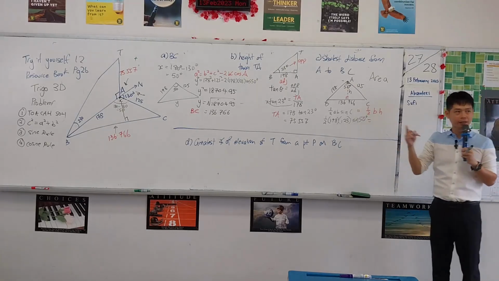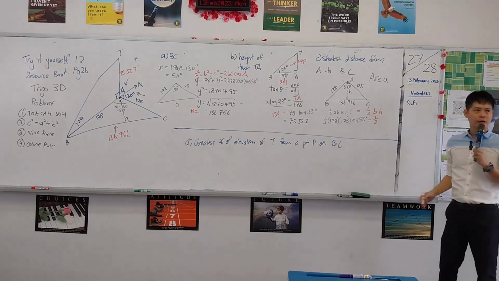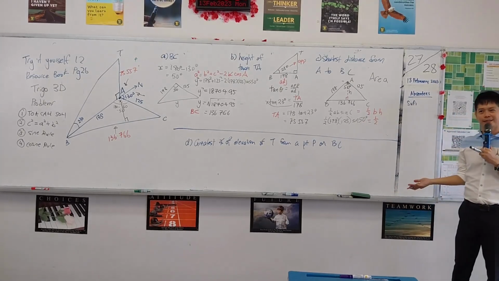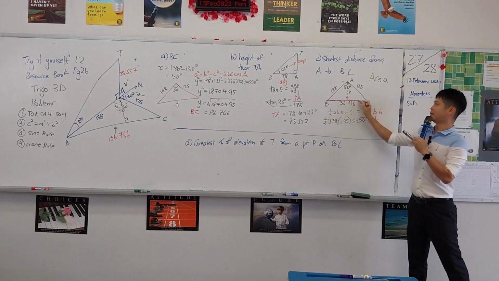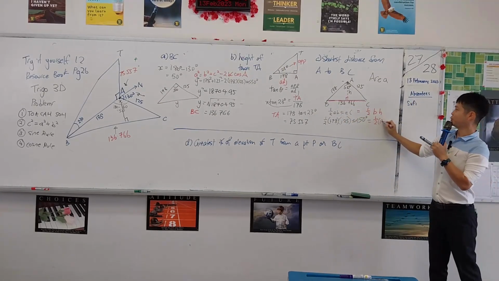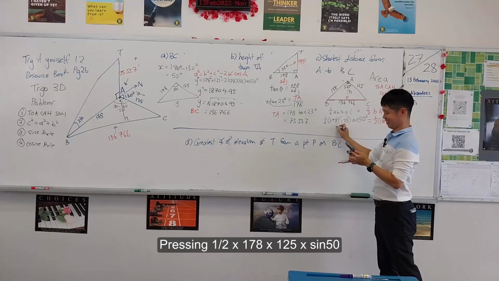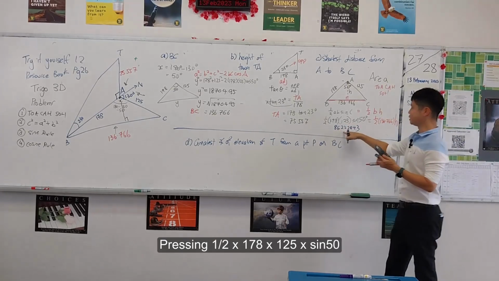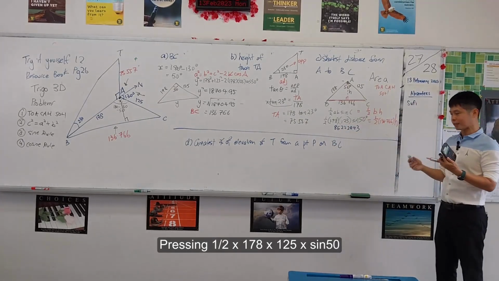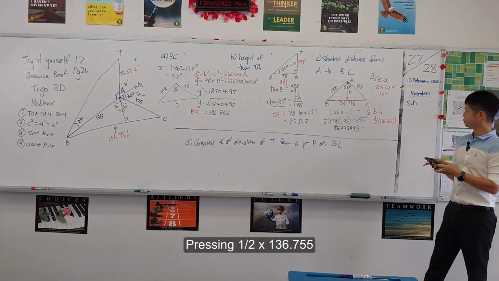Now I use the same triangle, but I have a different formula. Half times, what's the base length? Okay, this is the base. So I draw this in red. I'm using the red one. 136.766, and I can find the height. This is just a number, right? So don't worry. And I use this times this.